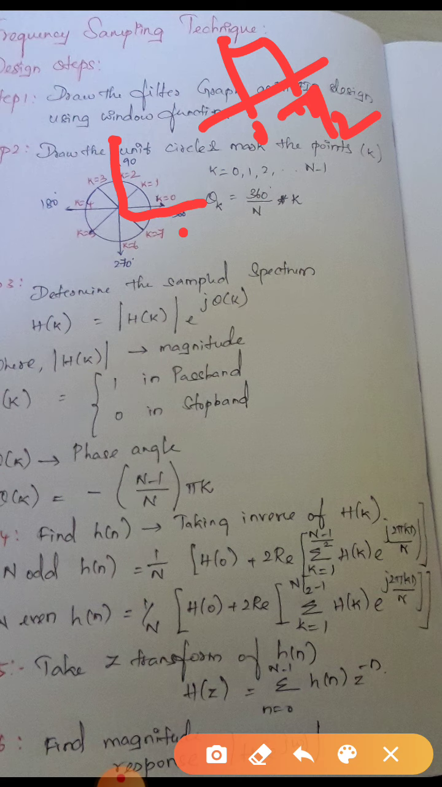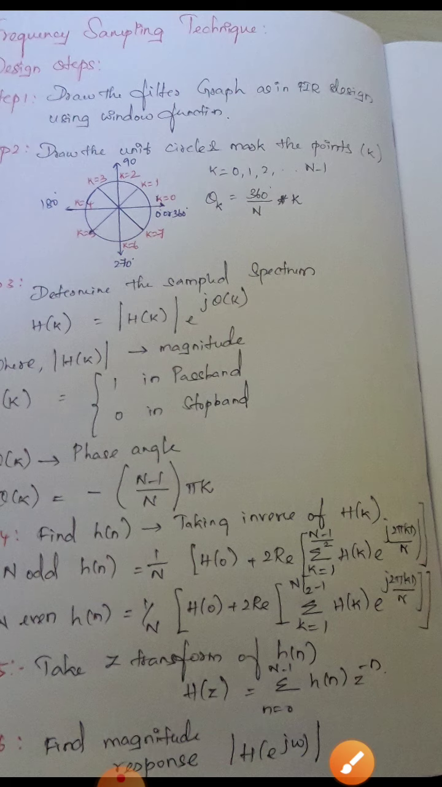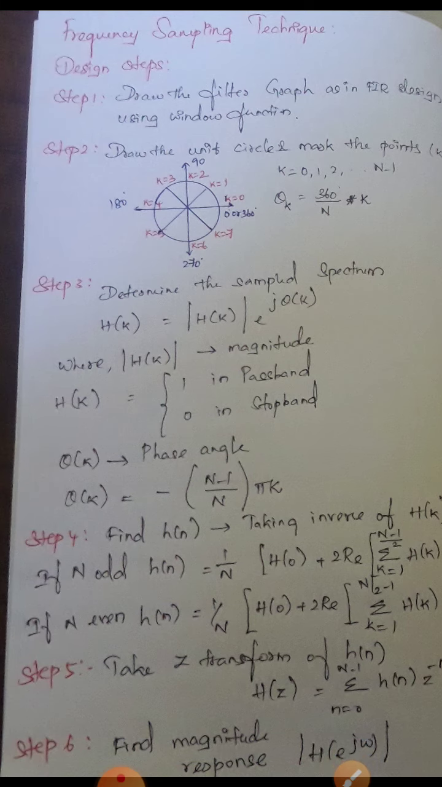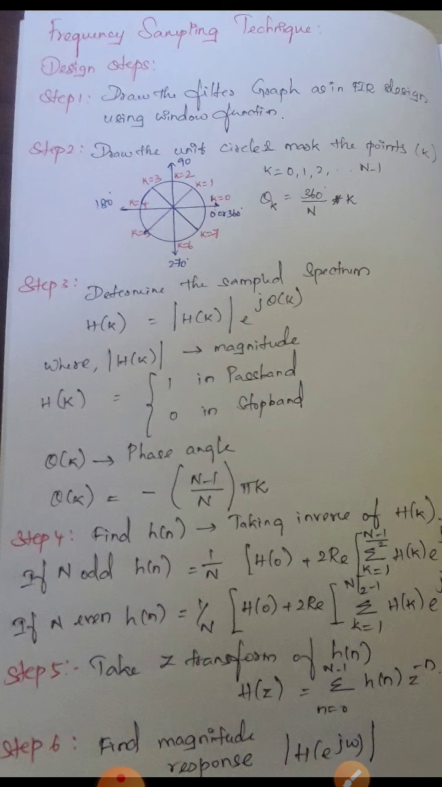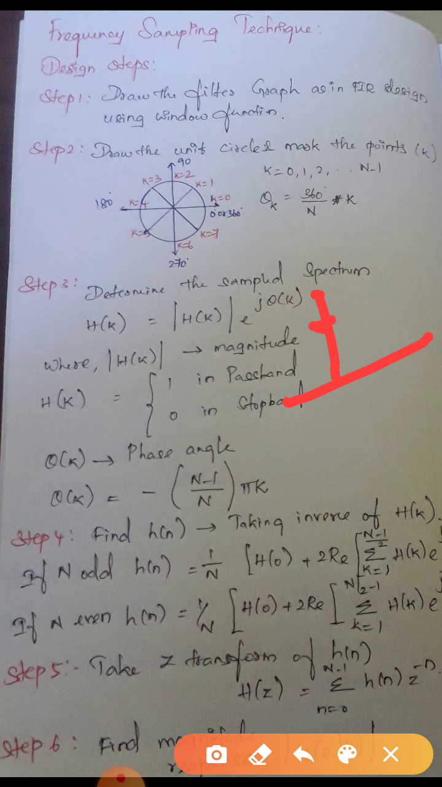Then step 3, you have to find the H of k, that is the sampled spectrum. This is the modulus of H of k into the phase angle. Modulus of H of k is nothing but the magnitude spectrum. This magnitude spectrum has one value in the pass band and 0 value in the stop band. We know that in this 0 to pi by 2 it is a pass band, then this is a stop band. So all the values are 1 from 0 to pi by 2. For what k values it has a value 1, and where the other values are 0, you have to mention over this H of k.